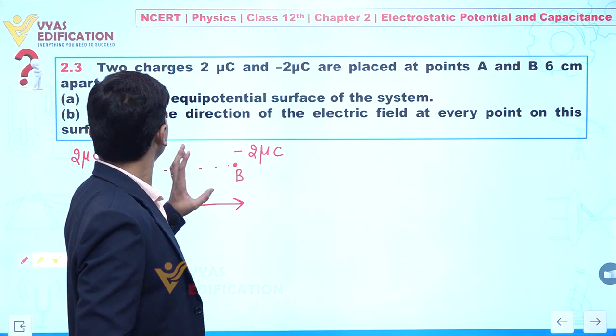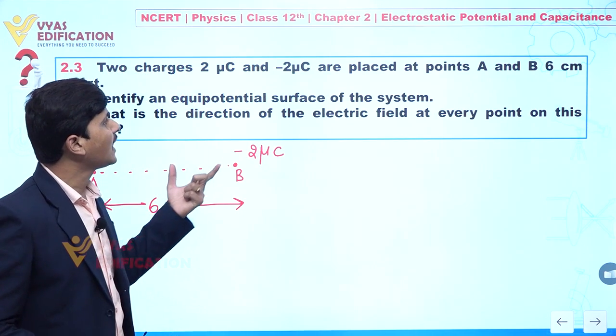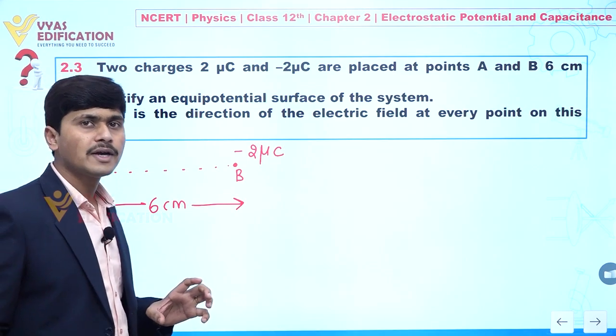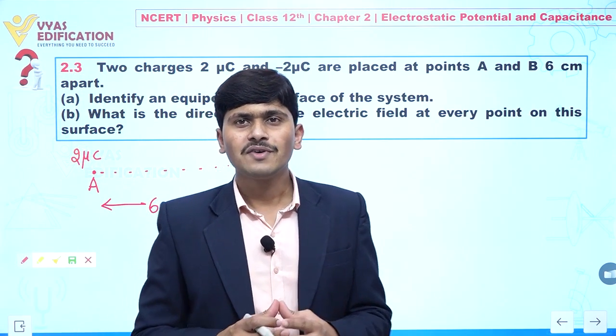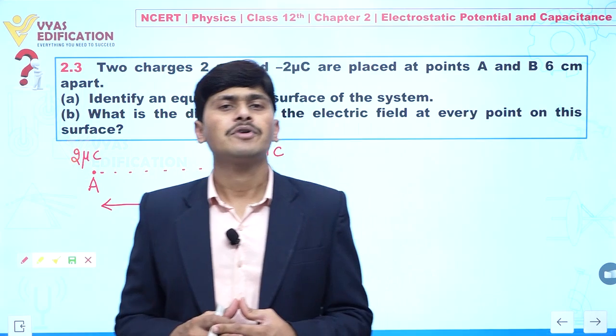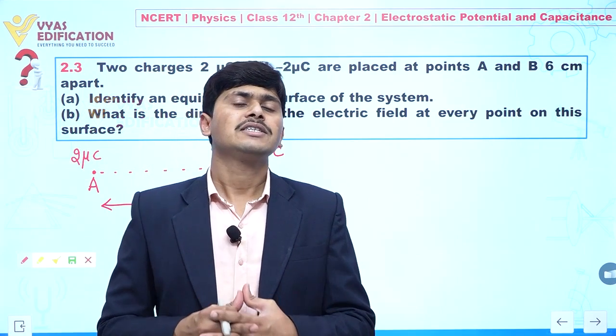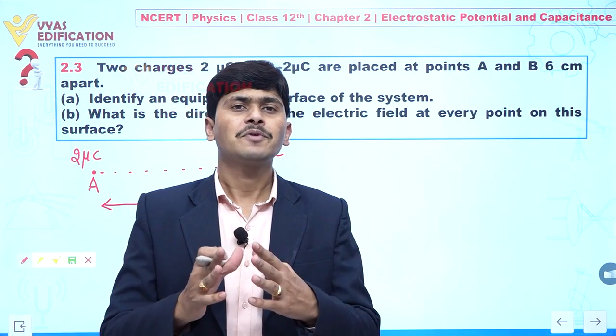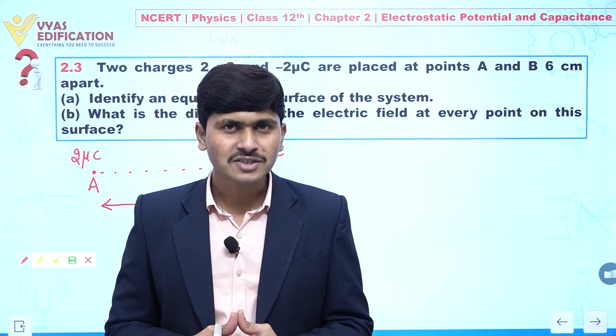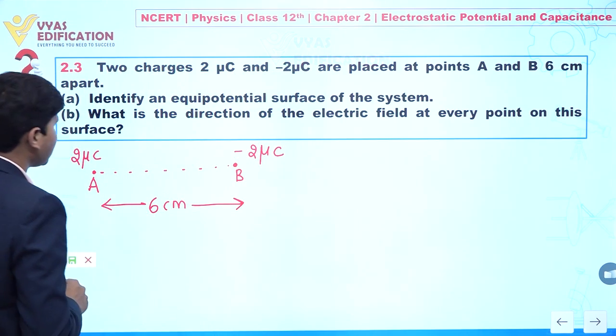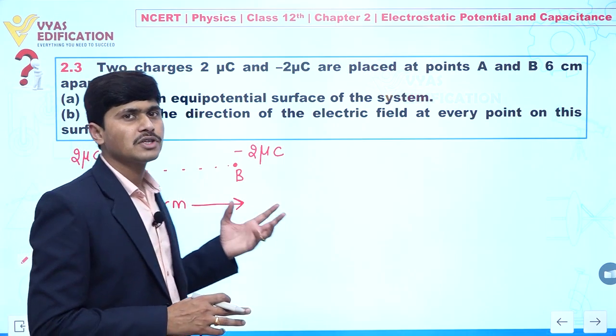Now it is given here in this question, identify an equipotential surface of the system. So first of all, let us try to understand what an equipotential surface is. An equipotential surface is a surface at which we will find the net electric potential is 0, yes or no. So now we can say where we can find electric potential 0.